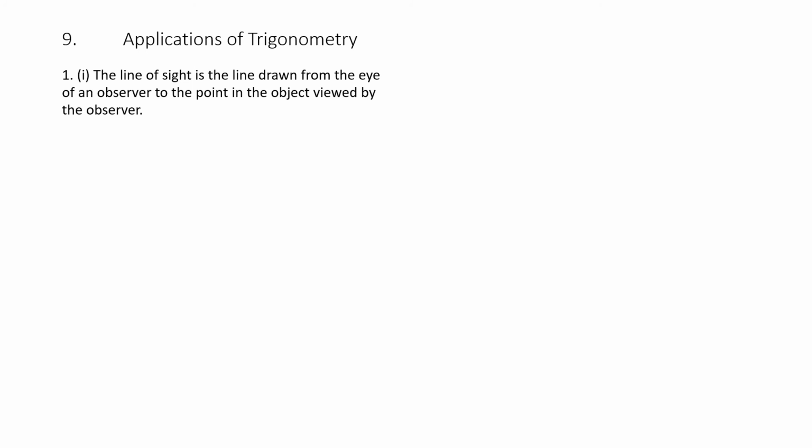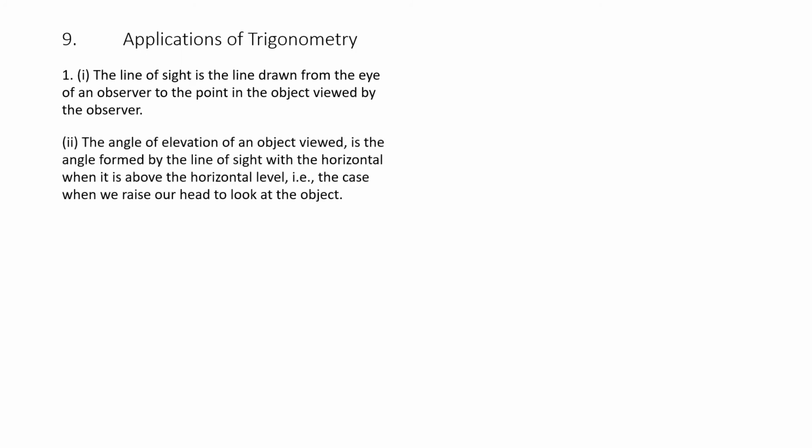Applications of trigonometry. Now, we have completed the trigonometry part of this lecture, and now we will take up applications of trigonometry. We will understand some basics of applications. The line of sight is the line drawn from the eye of an observer to the point of object viewed by the observer. The angle of elevation of an object viewed is the angle formed by the line of sight with horizontal when it is above the horizontal level.